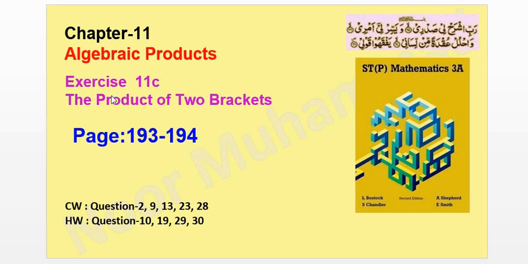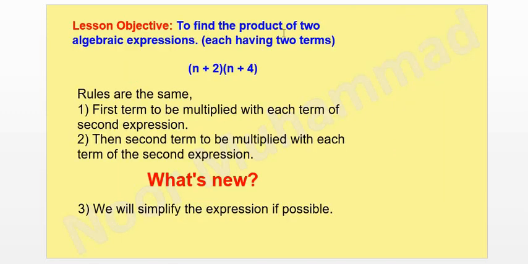Bismillahirrahmanirrahim. Chapter 11, Exercise 11c. The product of two brackets. Our main objective is to find the product of two algebraic expressions, each having two terms.